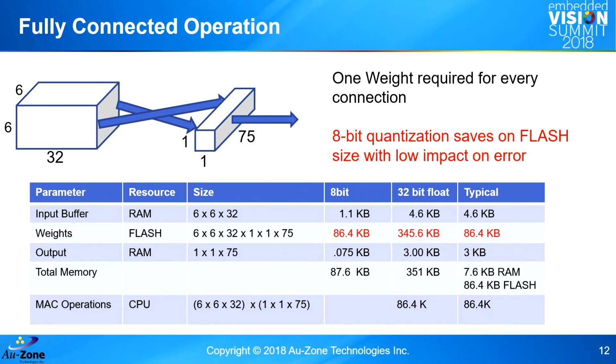The number of MAC operations is similar. It's equal to the number of connections, so it's the input size multiplied by the output size. In this case, you can see if we implemented this with 32-bit floats, we're going to exceed our flash size by a large margin. So one of the obvious optimizations is going to quantized 8-bit weights for your network.